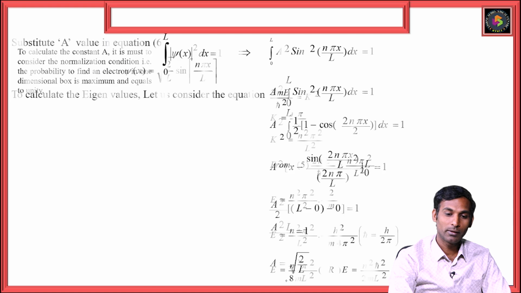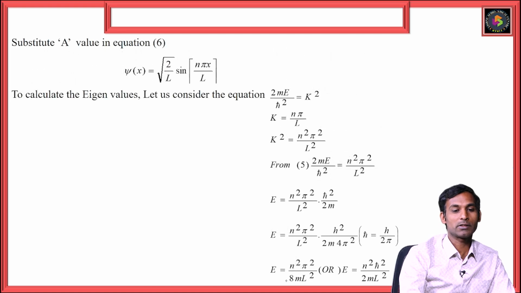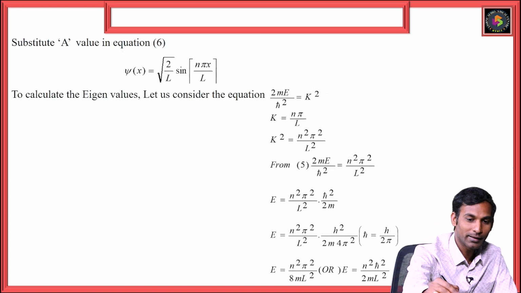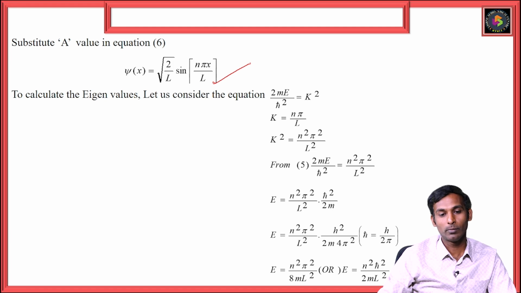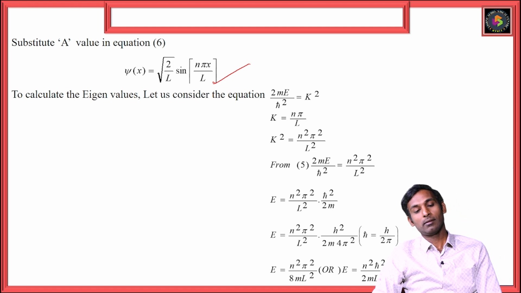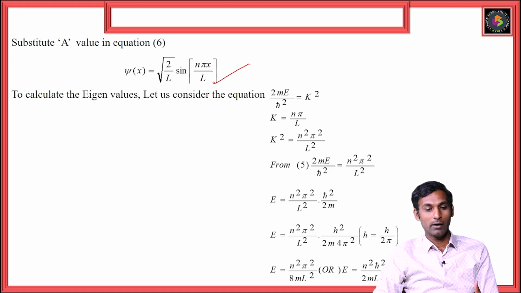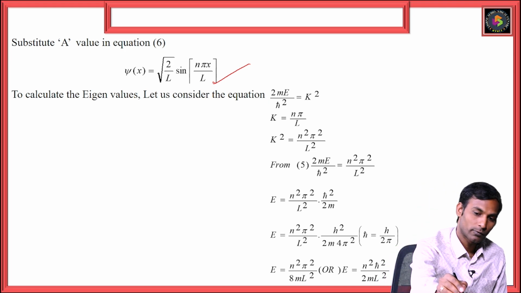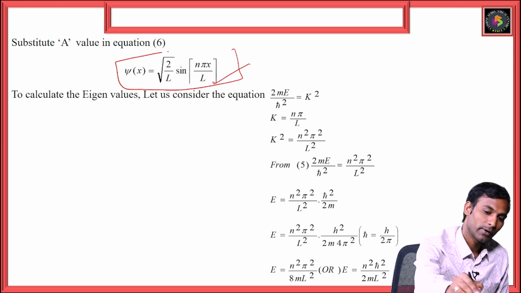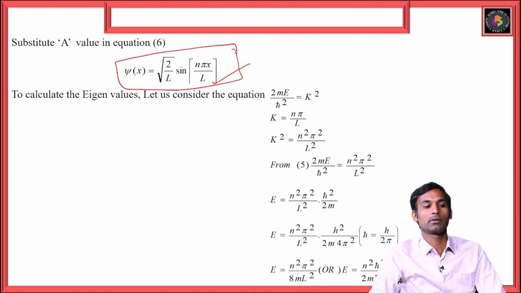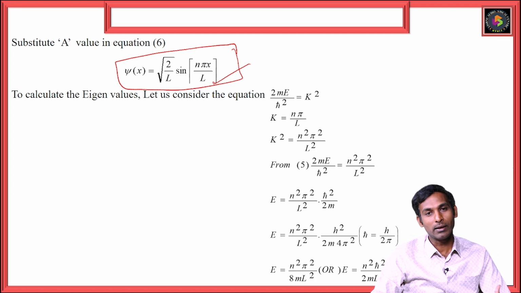Substitute the A value in the above equation, that is, equation number 6. We will get psi of x is equal to root 2 by L sin n pi x by L. So, in equation 6, the A value is root 2 by L. This formula represents the wave function of the particle in a one dimensional box. But what about the total energy? That means, what is the E value?